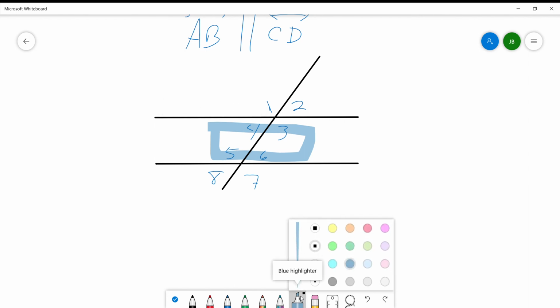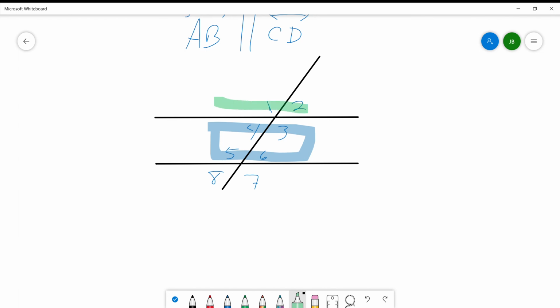Blue. Let's highlight with this color. What is that? Bright orange? Gross. Neon green? Come on now. Green. Green will be the exterior, why not?